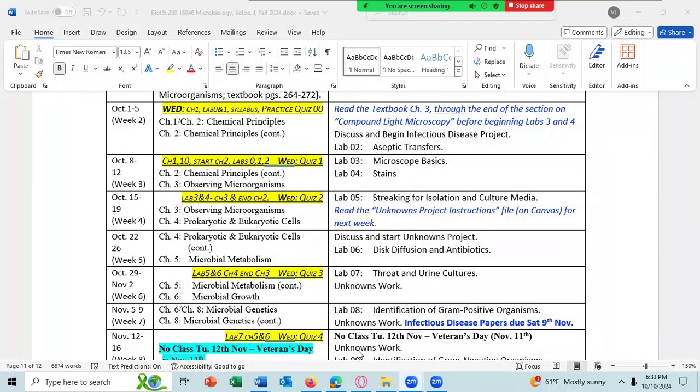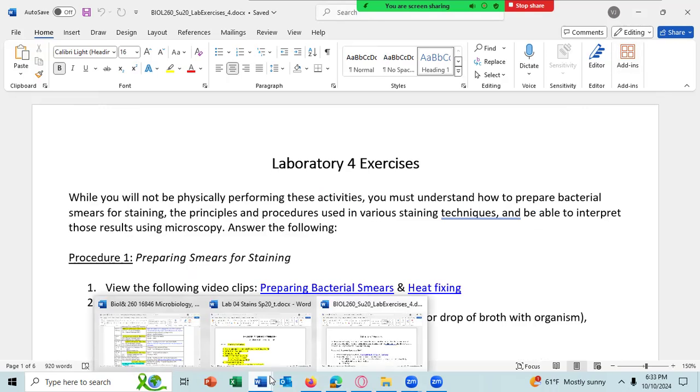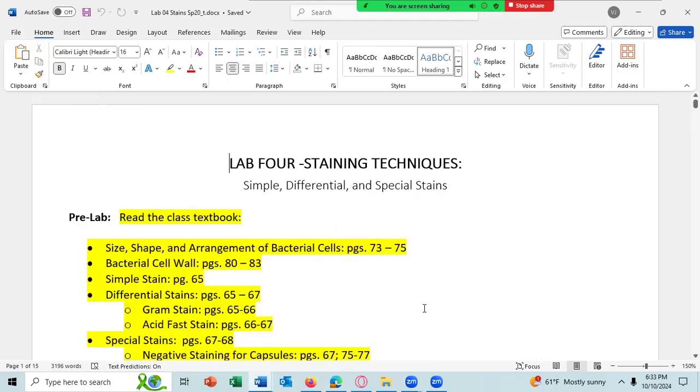All right, if not, today is October 10th, and in the lab today, we're going to be discussing Lab 4, stains. Any questions? I guess I'll keep that up. Lab 4, staining techniques. We'll discuss the simple stain, the differential stain, and special stains.